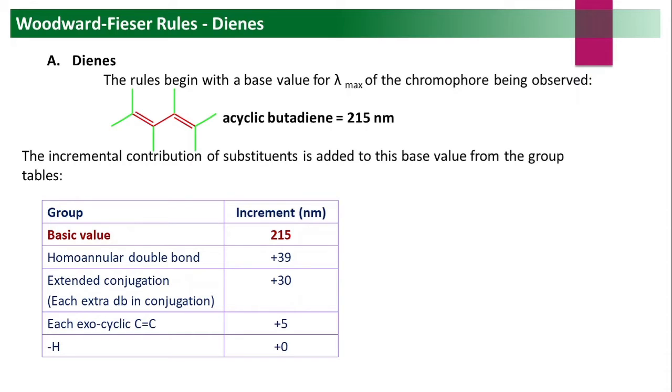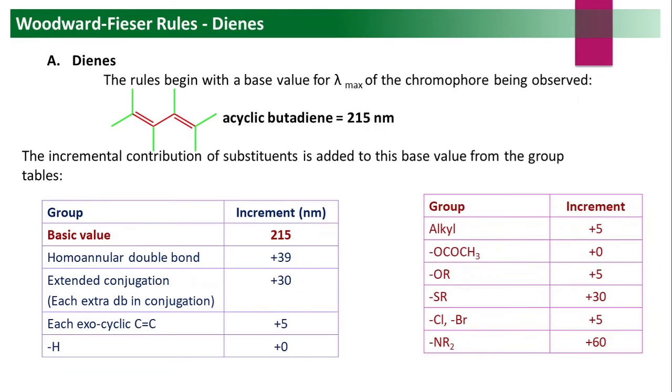For each exocyclic bond, as we know, exocyclic means the double bond which is outside of the ring but sharing one of the carbons from the ring, so that is called an exocyclic double bond. So for each exocyclic double bond we have to add 5 to the base value. If the butadiene is substituted with hydrogens, that is acceptable, so there is no addition for the hydrogen. Now further groups like an alkyl group, so carbon substitutes this hydrogen of the butadiene, then for each substituted hydrogen we have to add plus 5.